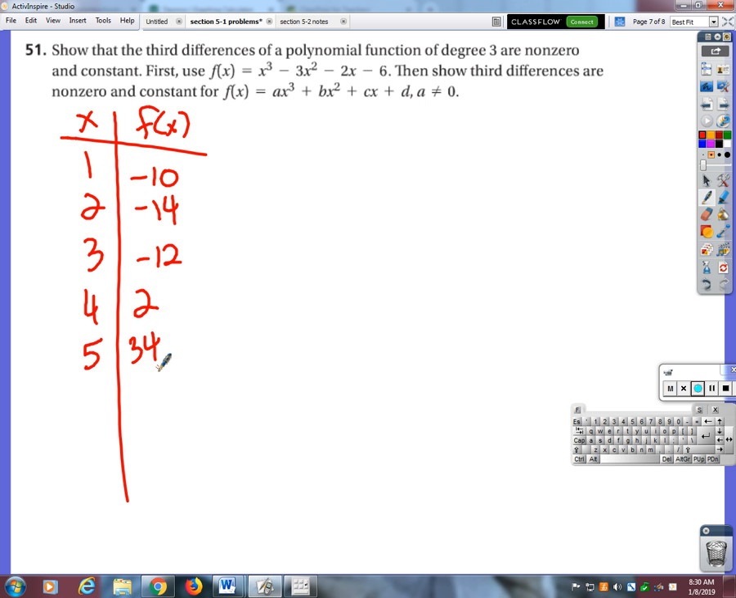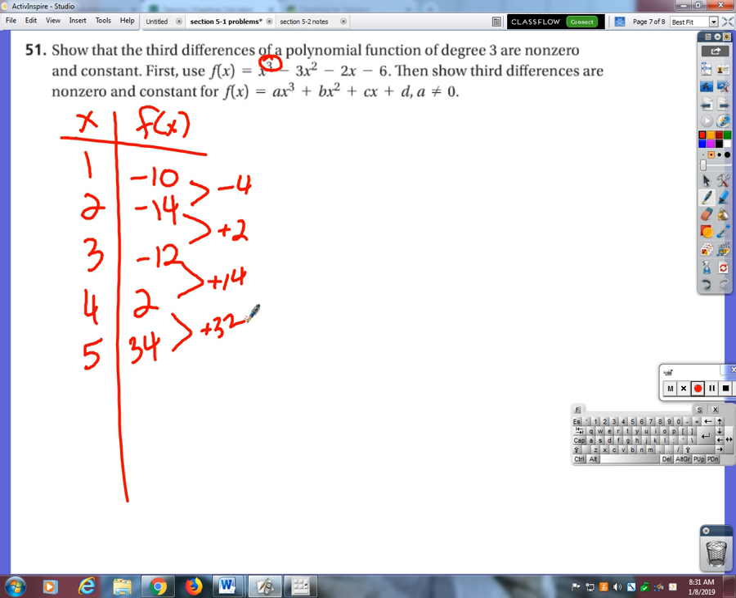What we're going to do now is show that the third differences of those are the same because it is x cubed. So what did I do to get from negative 10 to negative 14? Minus 4. How about negative 14 to negative 12? Plus 2. From negative 12 to 2 is plus 14. And from 2 to 34 is plus 32. Okay, so those are the first differences.